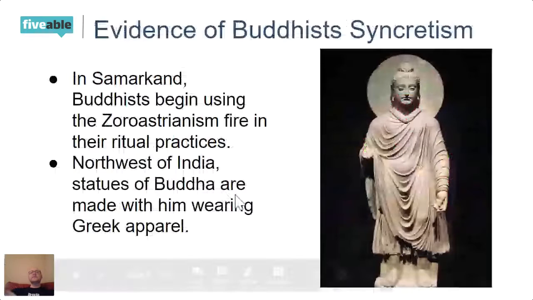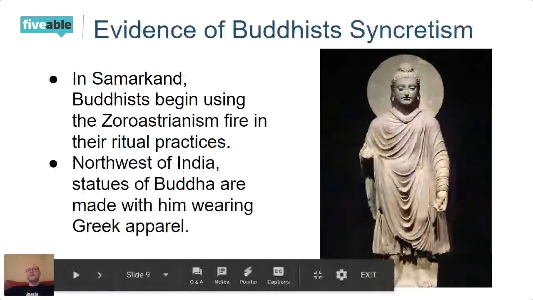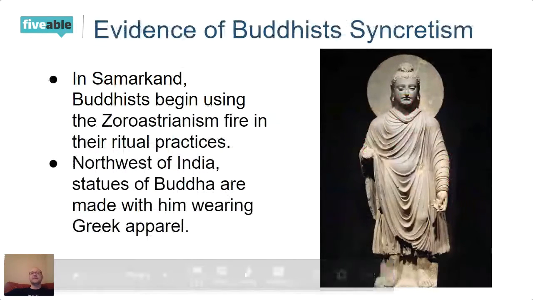Okay, so this is really important to understand, especially since AP loves it when you can see syncretism. Syncretism means simply a blending of two things together. So we have evidence in Samarkand, which is a city along the Silk Road in Central Asia, that Buddhists begin to use the Zoroastrian fire, or the eternal flame in Zoroastrianism, in their royal practices. And so again, we see Buddhism and Zoroastrianism kind of merging together some of their practices.